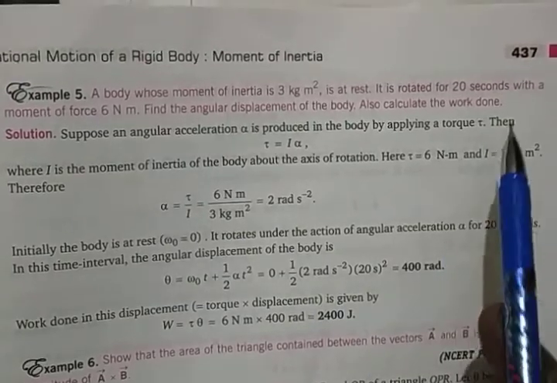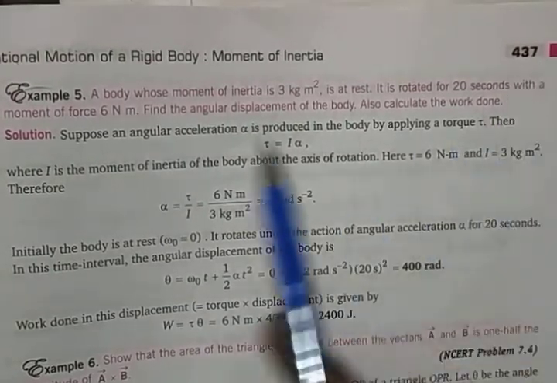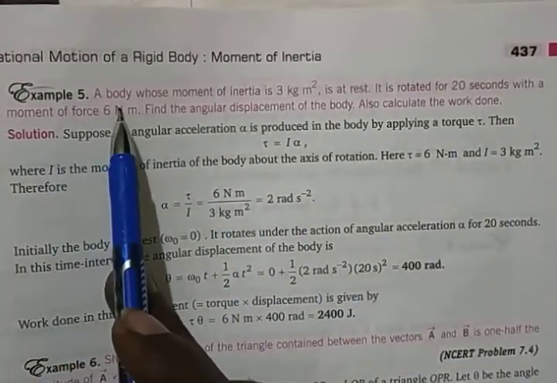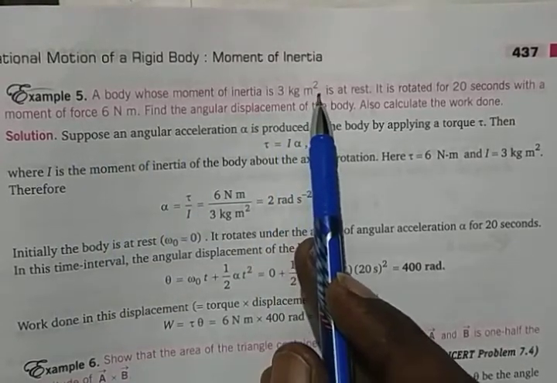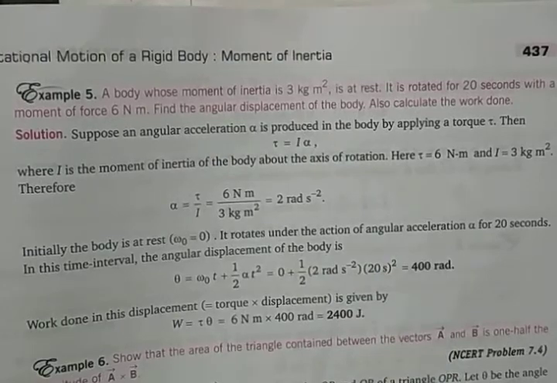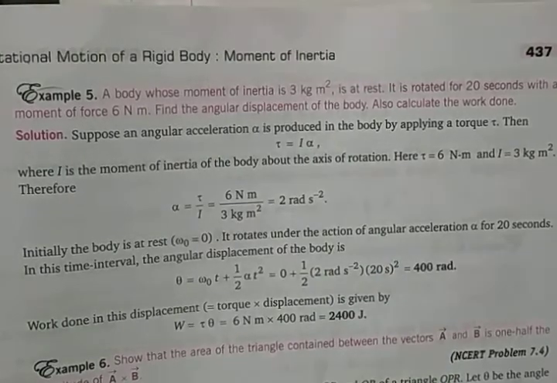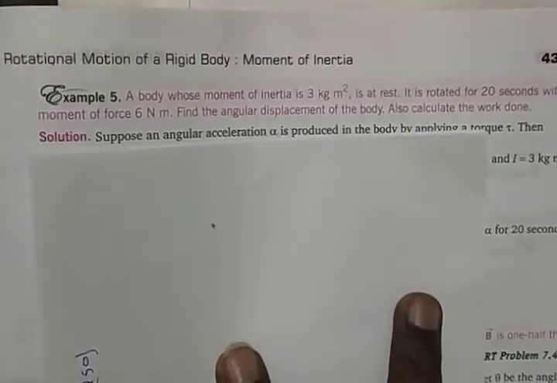The next question is on page number 437, the next page, question number 5. A body whose moment of inertia is 3 kg meter square. The moment of inertia is given here. So I think it's better to keep following up this question here.